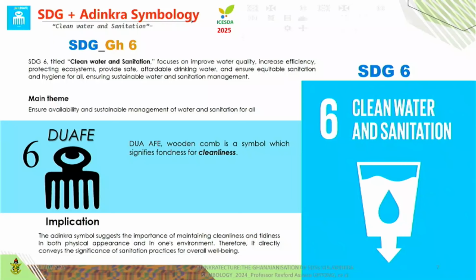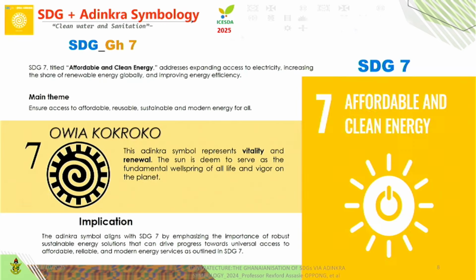The sixth SDG symbol is clean water and sanitation. And we chose the Duafe. Duafe signifies a wooden comb and shows the fondness for cleanliness. Cleanliness is next to godliness, like our bus stop boys do. Its implication is that we have to protect our water bodies, and the Duafe is what we choose. The seventh SDG is affordable and clean energy.